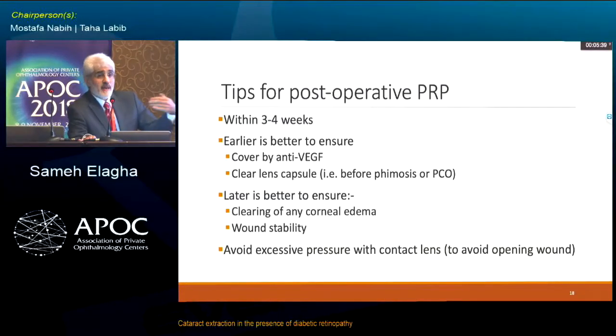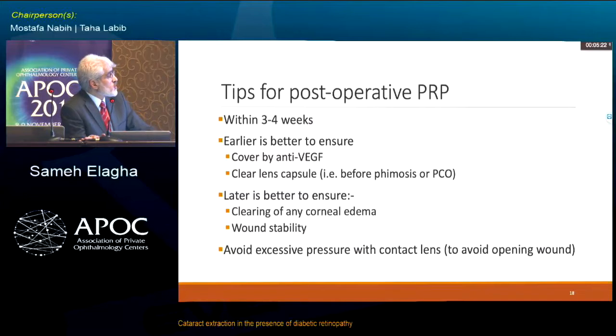طيب قررنا ان احنا هنعمل الكاتراكت سيرجري، لكن هنعمل له PRP بعد العمليه لان احنا مش قادرين نشوف او الليزر مش بيوصل. It has to be within 3 to 4 weeks. ليه 3 to 4 weeks؟ عشان ده الويندو اللي بيديهولنا الانتي VEGF injection. طبعا عندنا two things to balance.